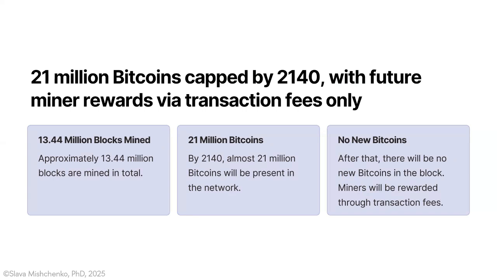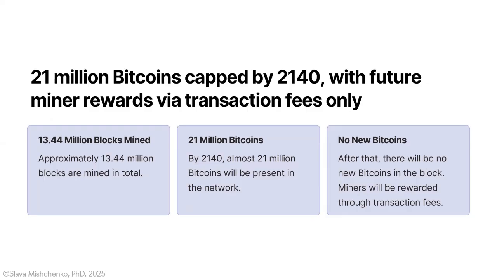And now let me share with you one of the most fascinating aspects of Bitcoin's long-term economic design. We are looking at a remarkable milestone in the history of currency, which is a mathematically certain future that extends over a century ahead. As of now, approximately 13.44 million blocks have been mined in the Bitcoin network. But what I find truly remarkable is the precise cap that's built into the system.